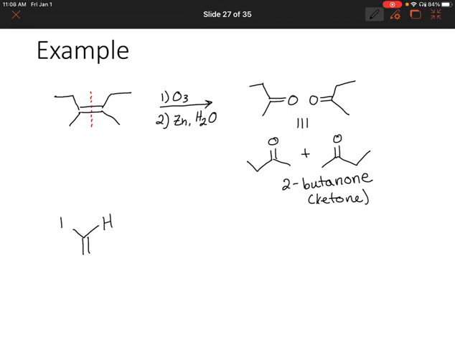What if we have an alkene with two hydrogens on one side and then a carbon group on the other side? So a methyl and a propyl group. And then let's add ozone and zinc with water. So if you want to pause the video and try this on your own, you can, and then we will go over it together.